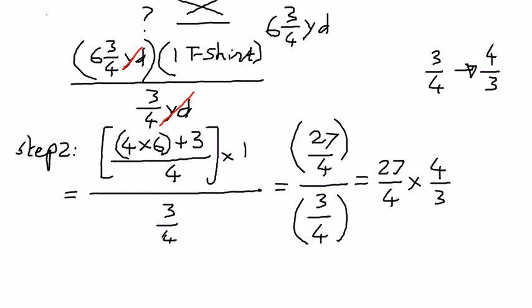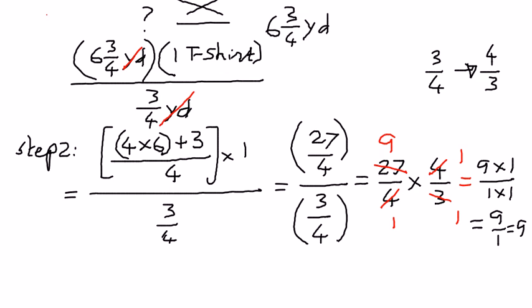So now we are ready to simplify. When we have numbers in the numerator and denominator which are multiples of one another, we can simplify them. 4 times 1 is 4, 4 times 1 is 4. 3 times 1 is 3, 3 times 9 is 27. So therefore what we are left with here is 9 times 1 divided by 1 times 1, which is equal to 9 over 1. Therefore the answer is going to be equal to 9.